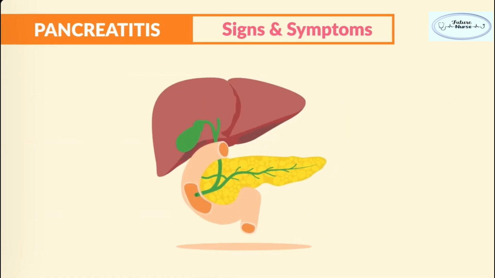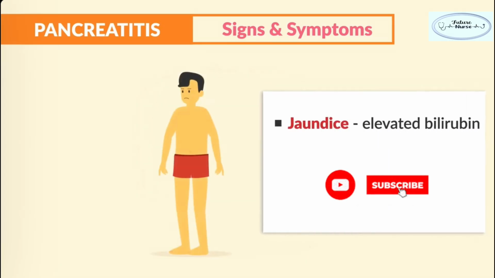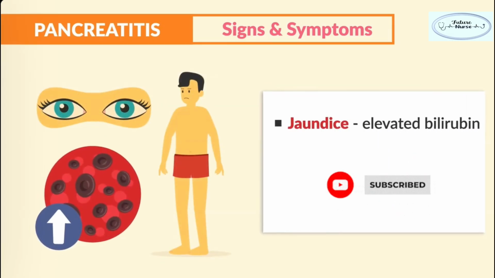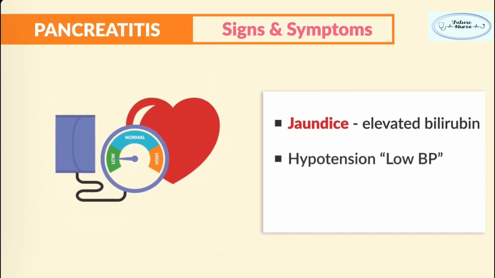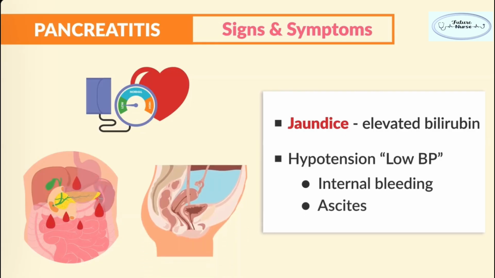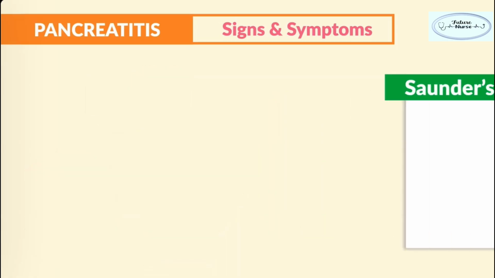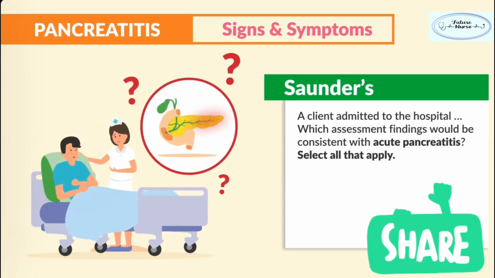Now, clients can also present with liver disease symptoms too, as the liver area can get backed up from this inflammation in the bile duct, causing jaundice, that yellowing of the skin, from the elevated bilirubin. And we can also see hypotension, that low BP. This is typically from internal bleeding, and even ascites, that fluid in the abdomen that makes the stomach region big and bloated with fluid. So Saunders mentions a client admitted to the hospital, which assessment finding would be consistent with acute pancreatitis.